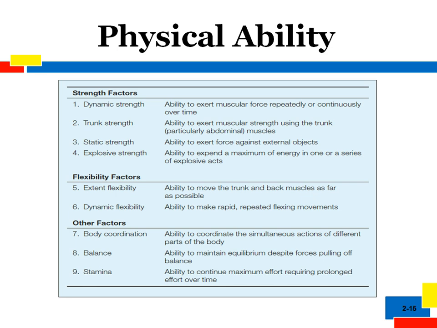Now, physical abilities. There are 9 basic abilities needed to perform physical tasks. Individuals differ, of course, in the extent to which they have these abilities. So we can think about strength factors: dynamic strength, trunk strength, static strength, and explosive strength.